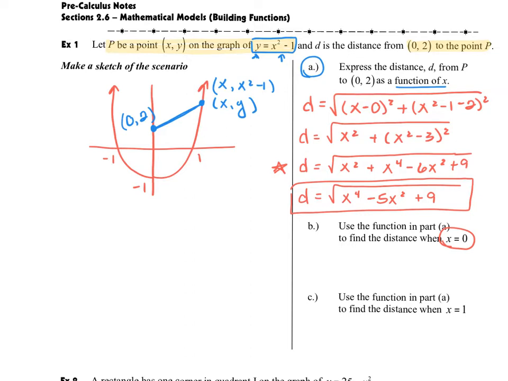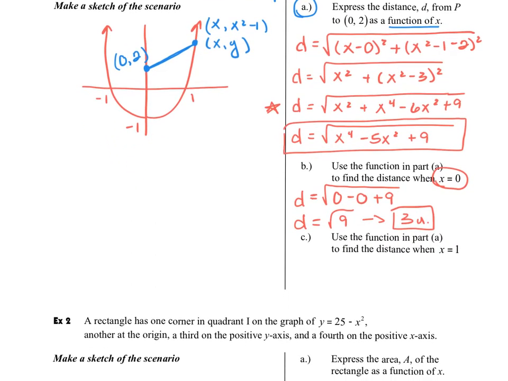So when I go ahead and I find this distance, if x is 0, all the x's are going to drop out, so I get a 0 minus a 0 plus a 9. So sure enough, I get a distance that is the square root of 9, which is 3 units, which is exactly what we wanted it to be, and we could see on our graph. Now we can also do it if x equals 1, so we could do another one just to get a feel for what's happening here.